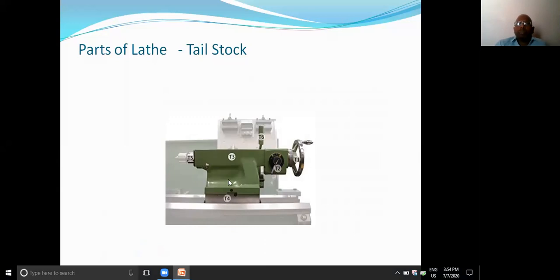So the tailstock is mounted on the extreme right end of the lathe bed. This tailstock moves over the bed within the inner guideways.